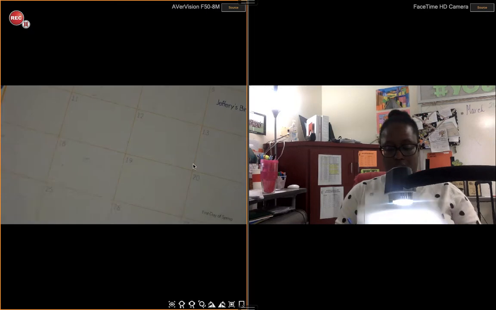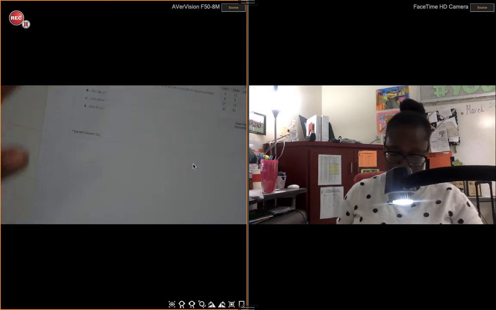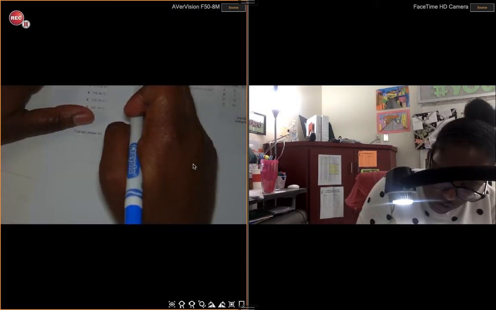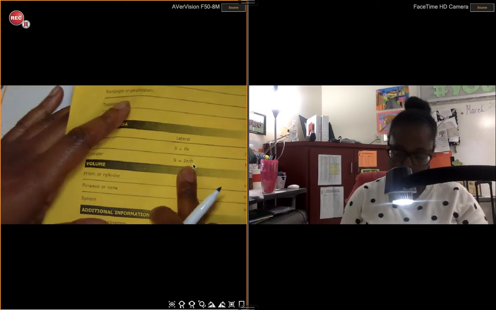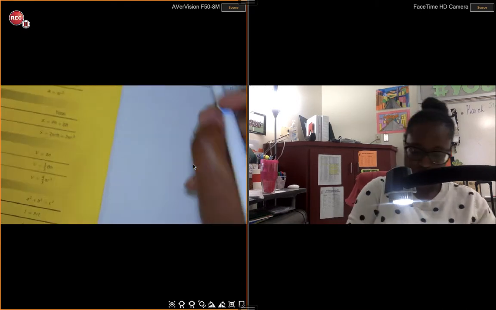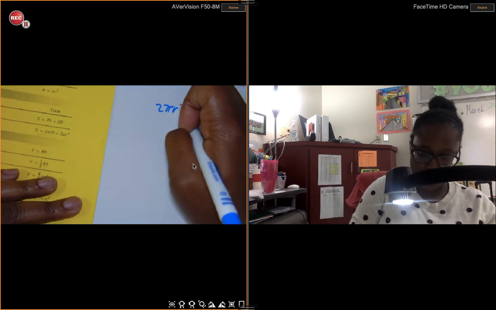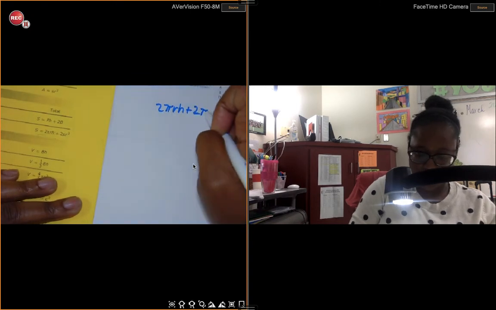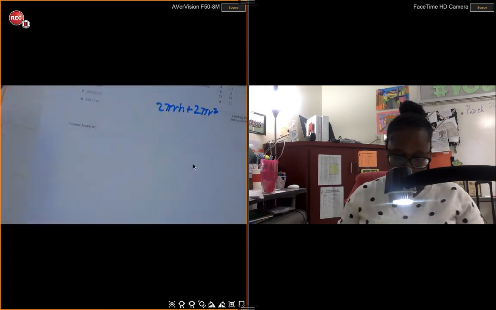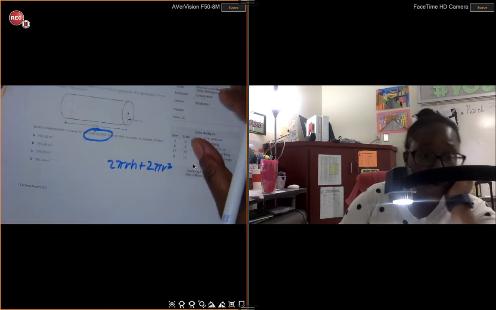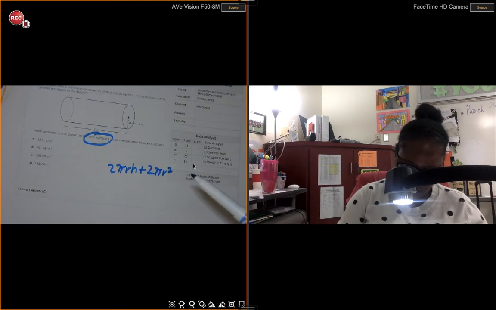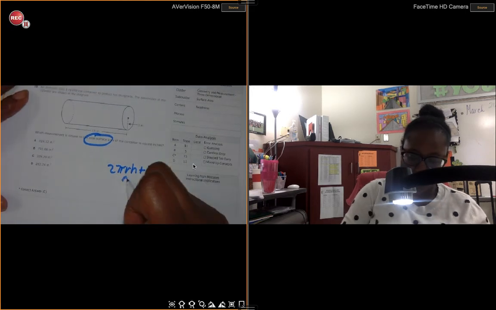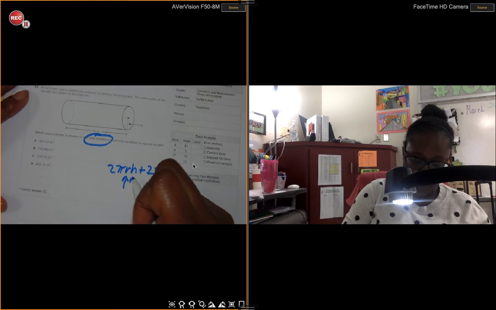All right, so now we have cylinders. Let's see here. This one says total surface area. So we're going to look at cylinder total surface area, which is going to be this one right here. So we have 2 pi r h plus 2 pi r squared. On this question, it doesn't tell us to use 3.14, so we're actually going to use pi. And this one's a little bit easier than the other one because all we have to do is find our radius and find our height.